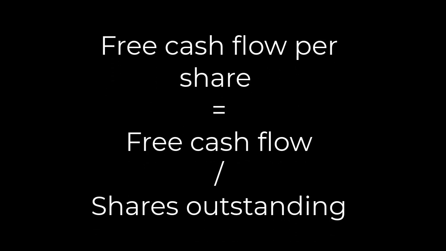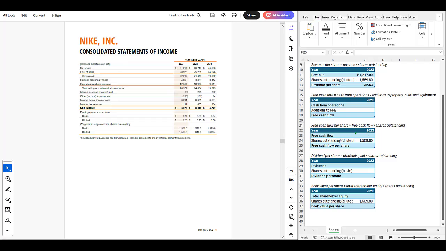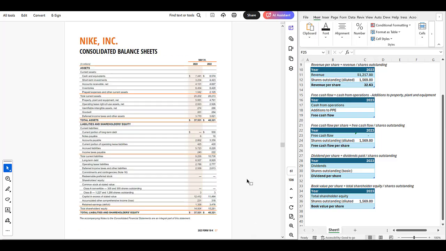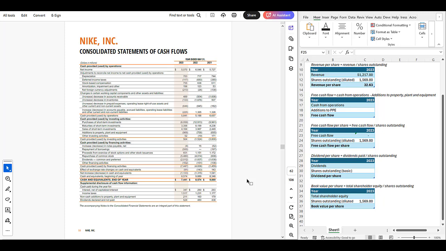Our next per share ratio is free cash flow per share. As you might expect, it tells you how much free cash flow each share represents. To calculate it, we divide free cash flow by shares outstanding. We need to calculate free cash flow ourselves. We can get the numbers we need from the cash flow statement. Free cash flow equals cash from operations minus additions to property, plant and equipment.